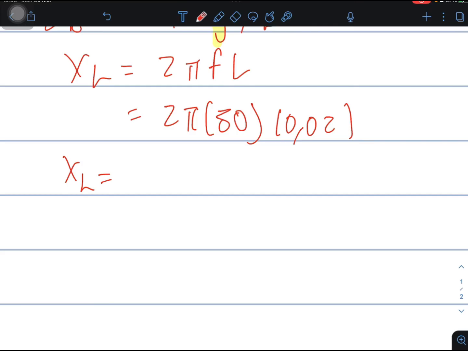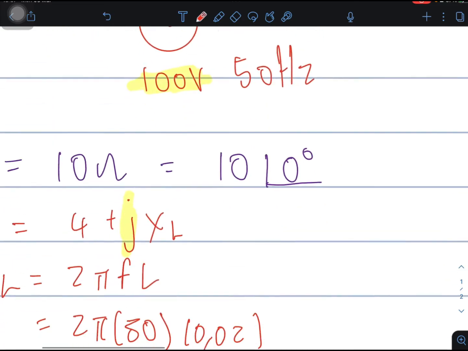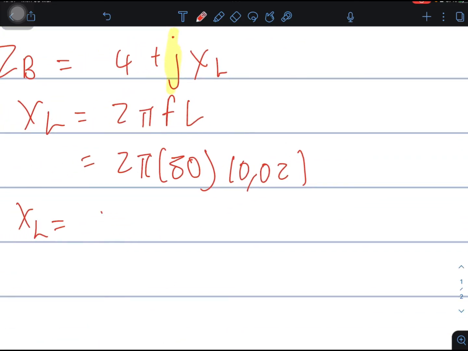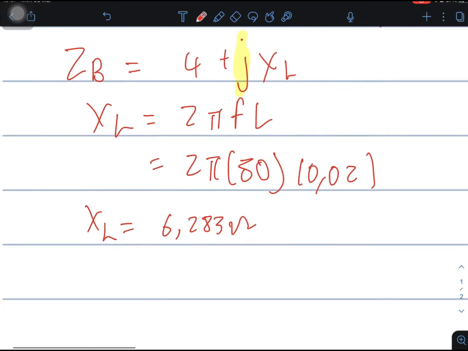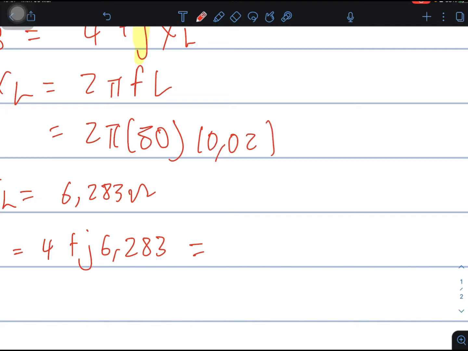Let's just punch it on our calculator. 2 pi, 50, 0.02. Then that is going to be 6.283 ohms. Okay, that is XL. Now we can actually determine ZB. ZB is equal to 4 plus j6.283. Then let us put it in polar because it's a divider.